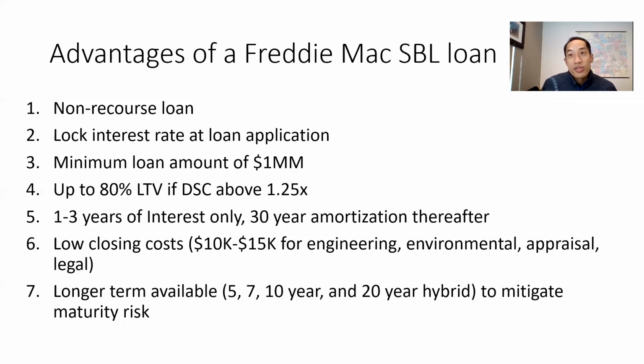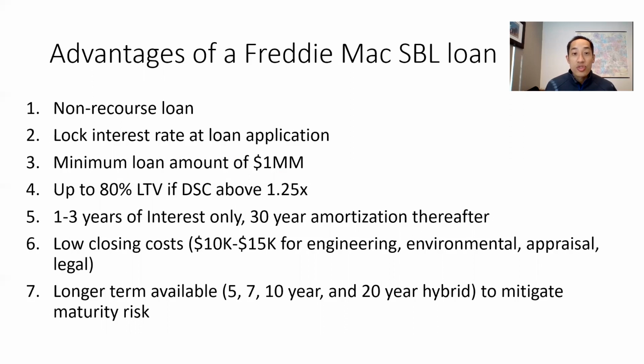The minimum loan amount is only $1 million, and that is a huge advantage for a lot of these smaller properties. Most properties with 20, 30 units hit that minimum loan amount of $1 million. Up to 80% LTV. A lot of recourse banks top out at 75. As long as you can get that debt service above 1.25 in the sizing, then you'll be fine on that 80%.